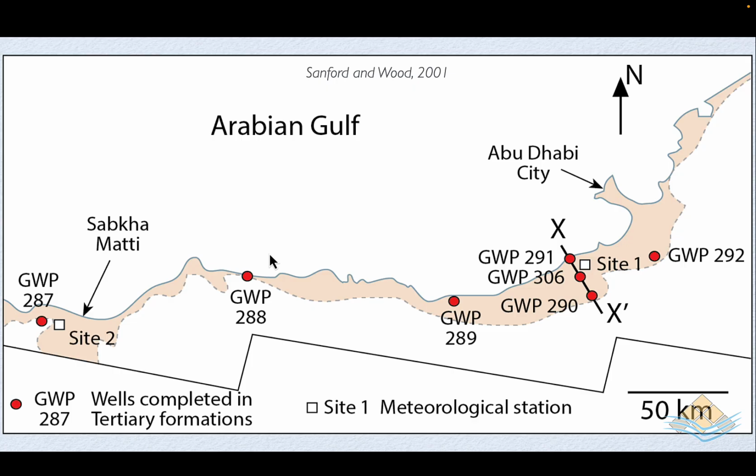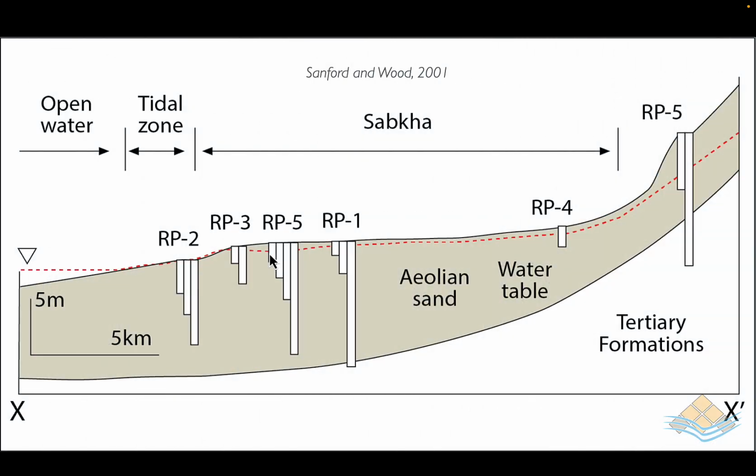And notice also the positions of Site 1 and Site 2, which were meteorological stations that were tied back to those deep wells at Site 1 and Site 2. Also, there's a profile X prime, just to show you the detail in which they studied these successions, with piezometer nests drilled to varying depths across the Sabkha succession down into the underlying aeolian sands, these late Pleistocene sand sheets.